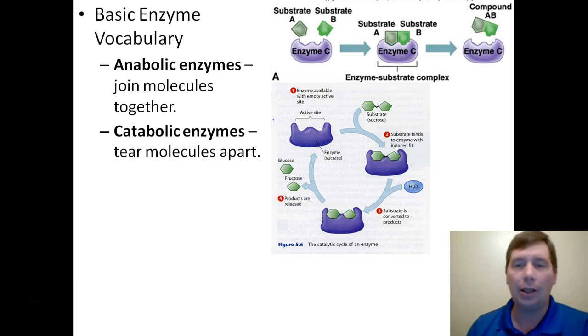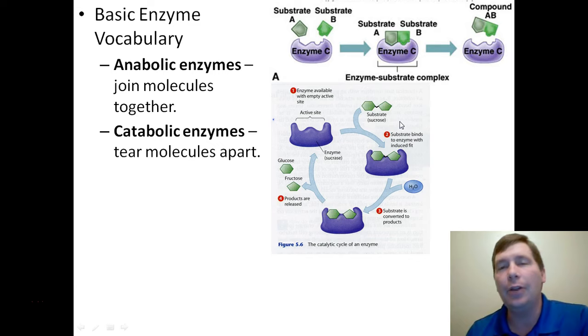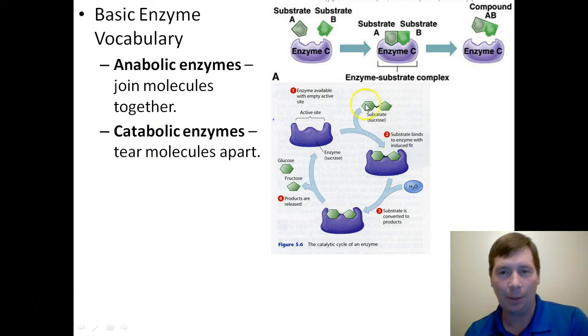What catabolic enzymes do is they tear stuff apart. I think cat, tearing things apart. Catabolic, cat. So enzymes make things and they break things. The enzymes that make stuff are the anabolic enzymes. The enzymes that break stuff are the catabolic enzymes.